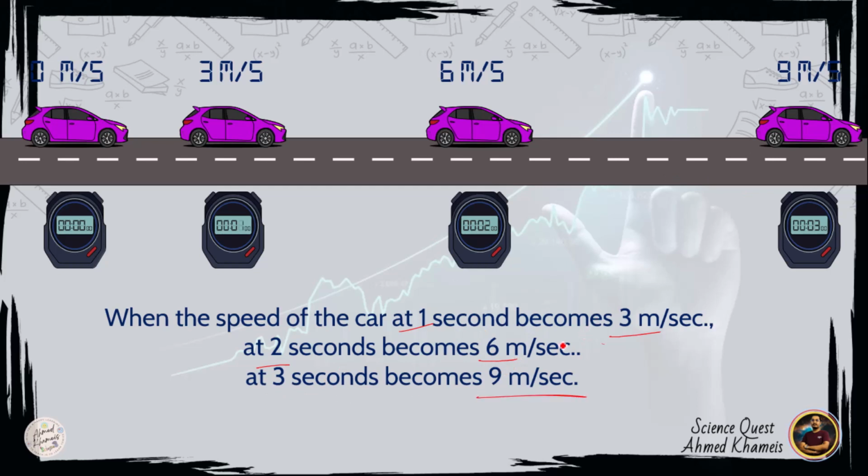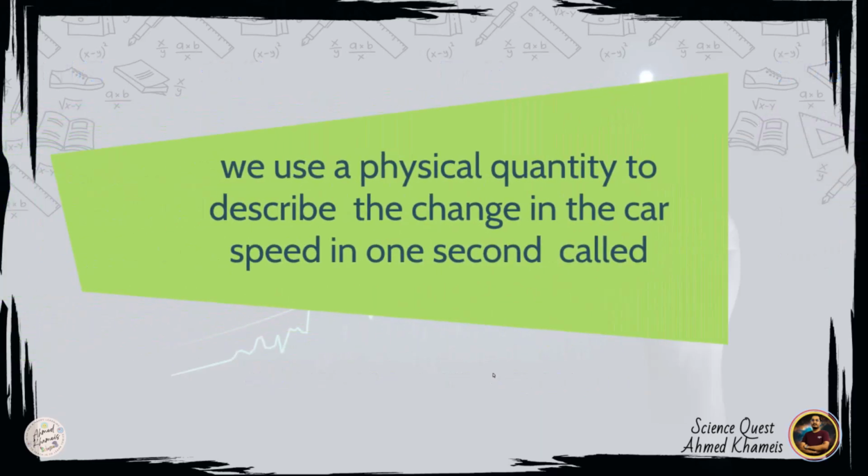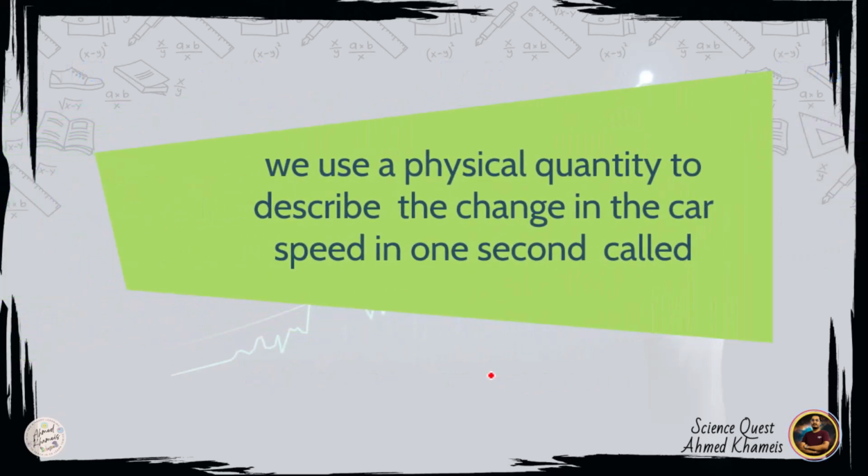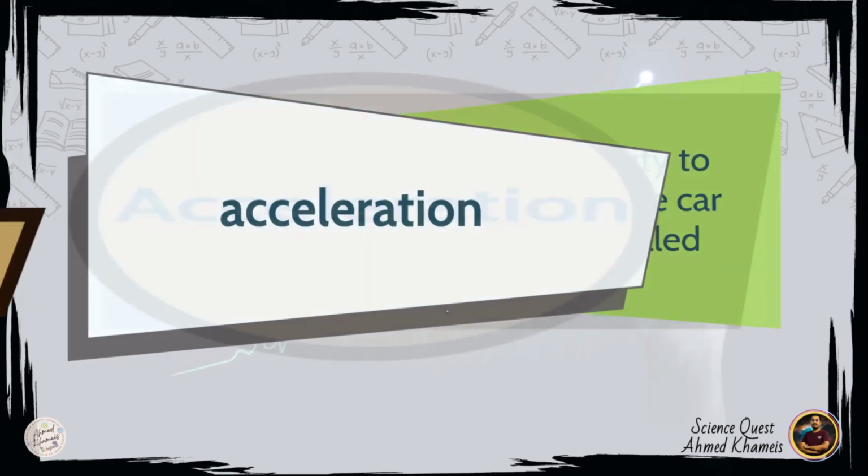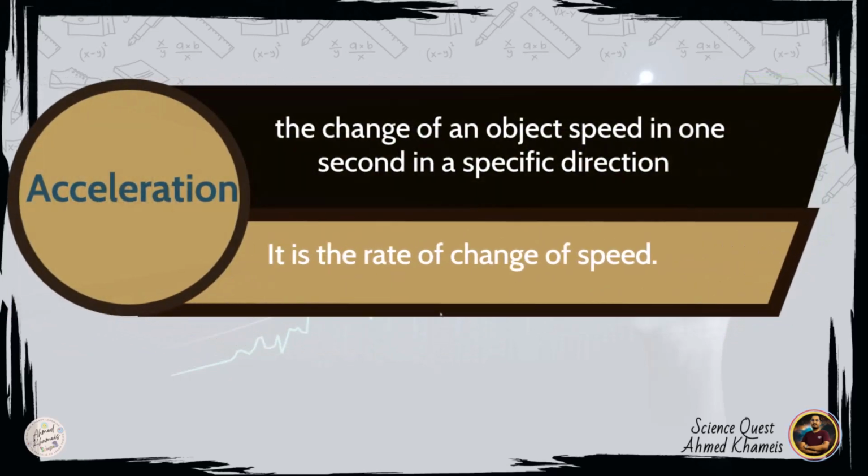So the car speed is changing with time, and the physical quantity which describes the change in the car speed in 1 second is called acceleration. So acceleration is the change of an object's speed in 1 second in a specific direction, or it's the rate of change of speed.